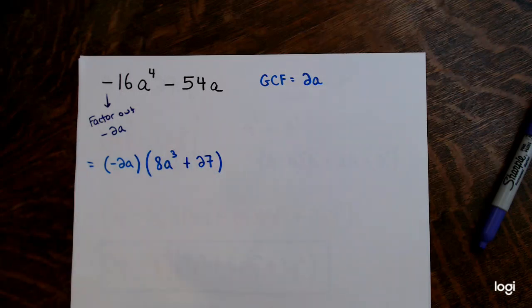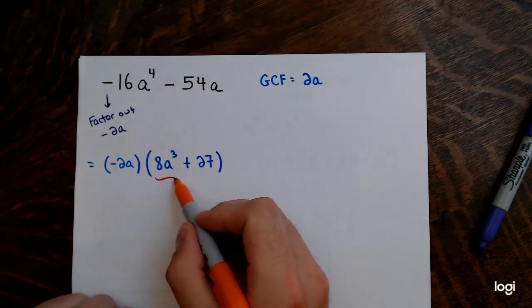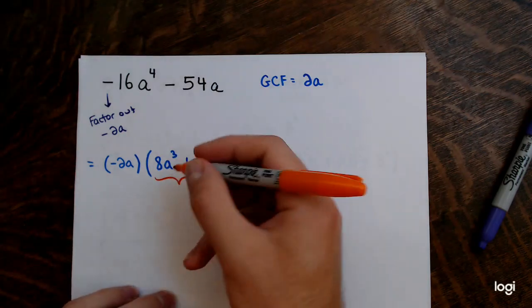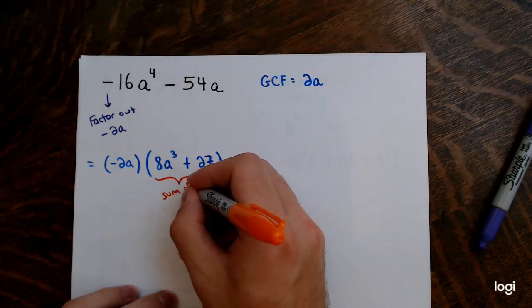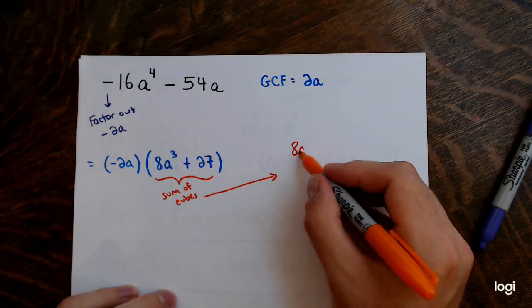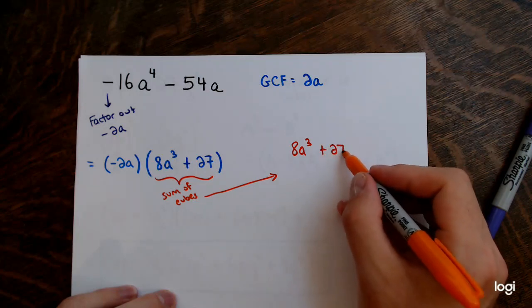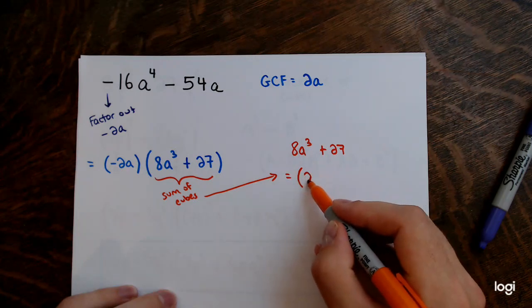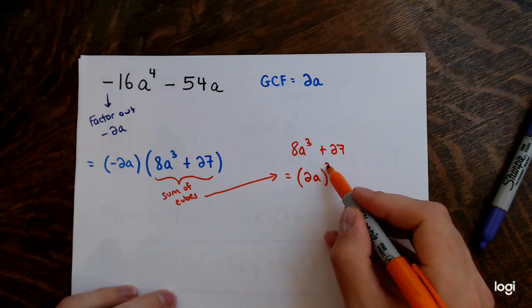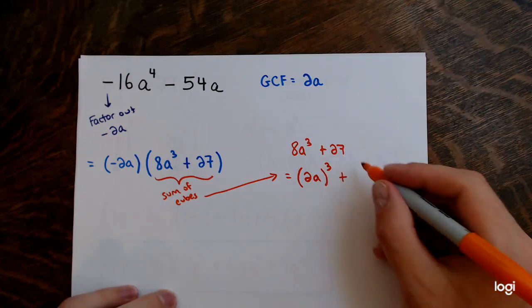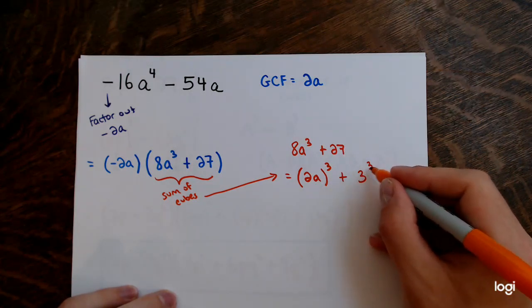and then the factor afterwards, this 8a cubed plus 27, looks to me like it's going to be a sum of 2 cubes. Right. This is a sum of cubes, and I'll actually bring this over to the side here. 8a cubed plus 27 is, what? 8a cubed is 2a to the 3rd, right? 2a times 2a times 2a. Plus 27 is 3 to the 3rd.